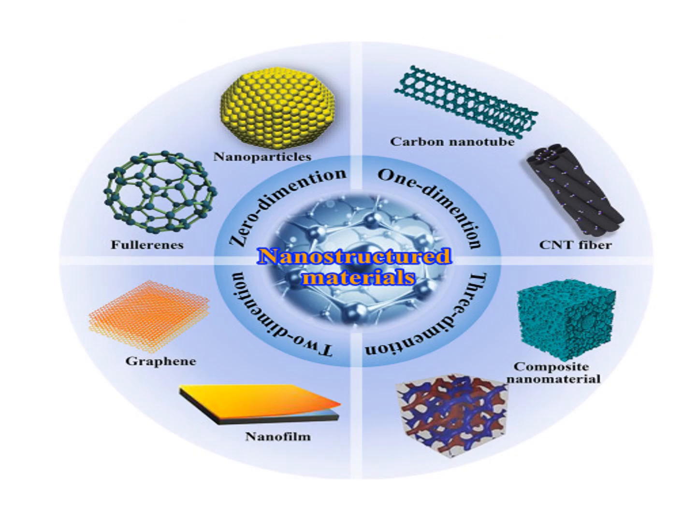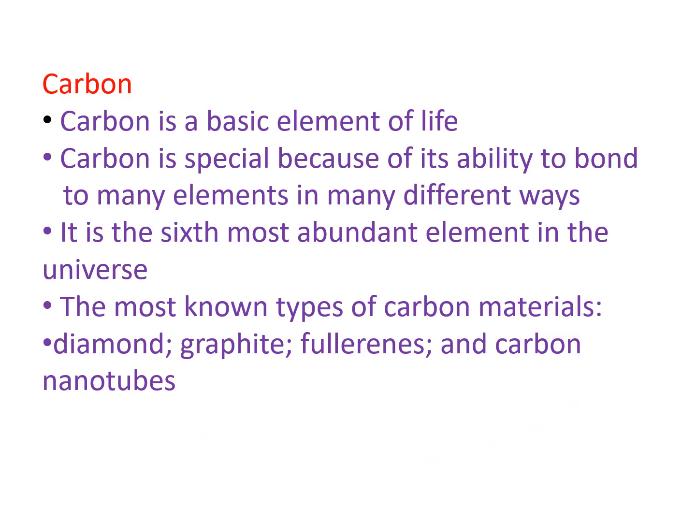This is the example of 0 dimension, 1 dimension, 2 dimension, and 3 dimensions. Fullerenes and nanoparticles come under 0 dimension. Carbon nanotubes and carbon nanofibers come under 1 dimension. Graphene, nanofilms, coatings come under 2 dimension, and composite material comes under 3 dimensional nanomaterials.